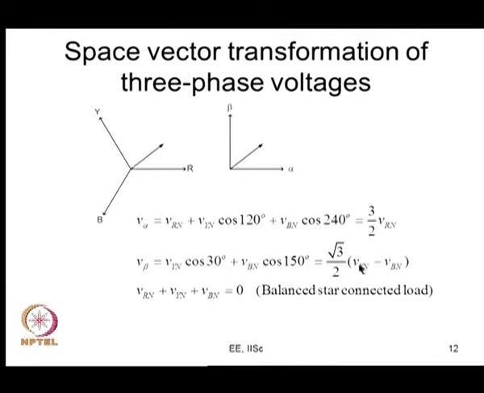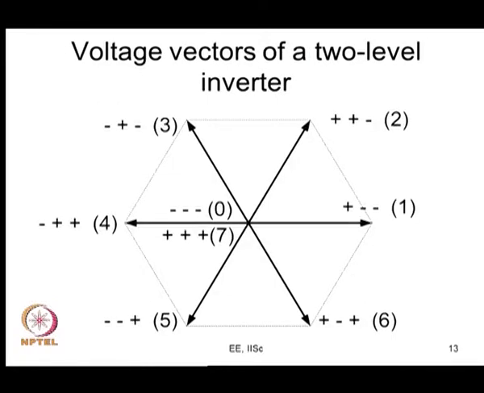So, once you have VRN, VYN and VBN, it is possible to calculate V alpha and V beta, and these are the components of the vector. So, you can say square root of V alpha square plus V beta square, that will give you the magnitude of the vector. Tan inverse of V beta upon V alpha will give you the angle of the vector. So, it is possible for you to calculate many of the inverter states. This is what we did for a 2 level case also.